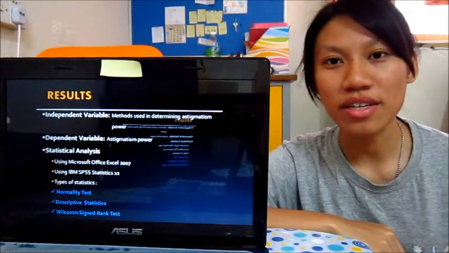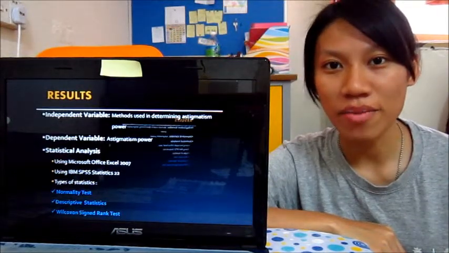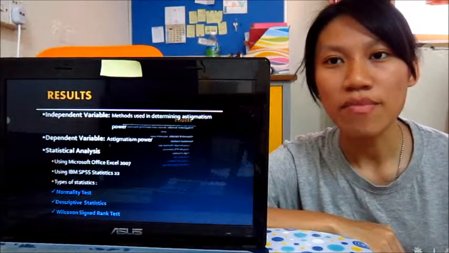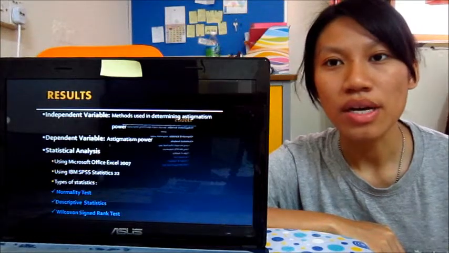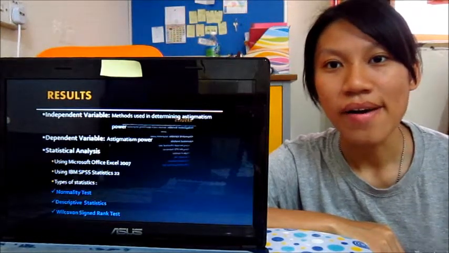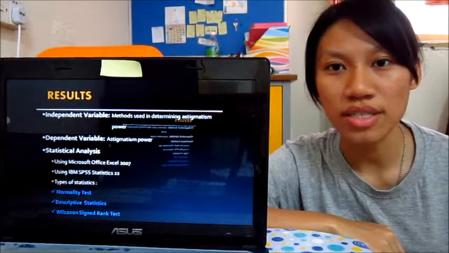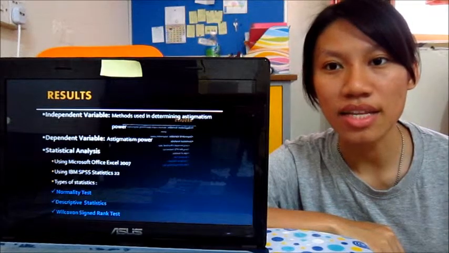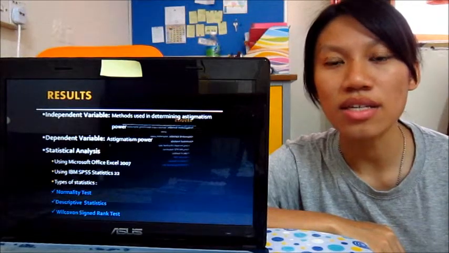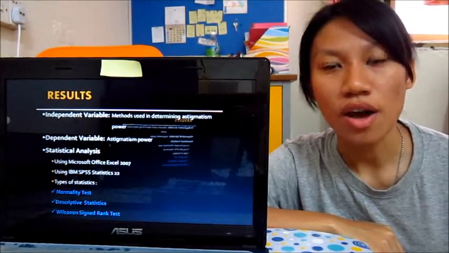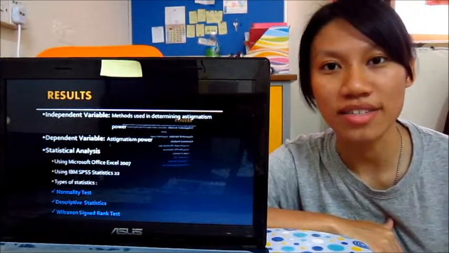Before the study was being conducted, two variables were being determined, which are the independent variable and dependent variable. For independent variable, it is methods used in determining astigmatism power. As for dependent variable, it is astigmatism power. The statistics were analyzed using Microsoft Excel 2007 and IBM SPSS Statistics version 22. The types of statistics used in the statistical analysis are: first, normality test, second, descriptive statistics, and third, Wilcoxon signed rank test.